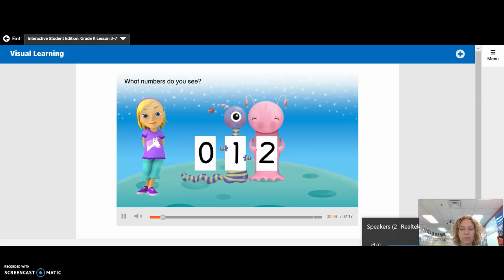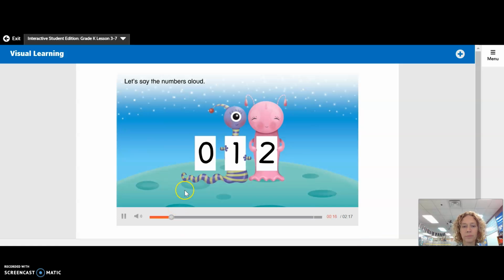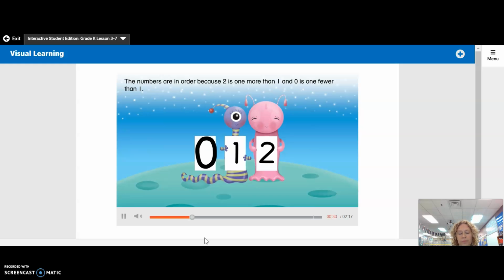What numbers do you see? Let's say the numbers aloud. 0, 1, 2. Are the numbers in order? The numbers are in order because 2 is 1 more than 1, and 0 is 1 fewer than 1.